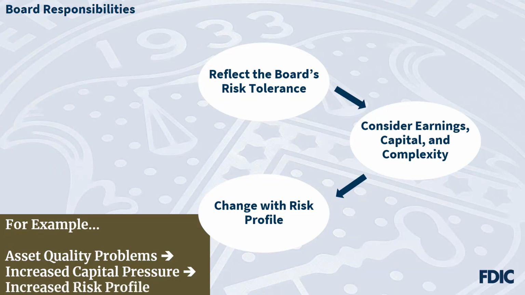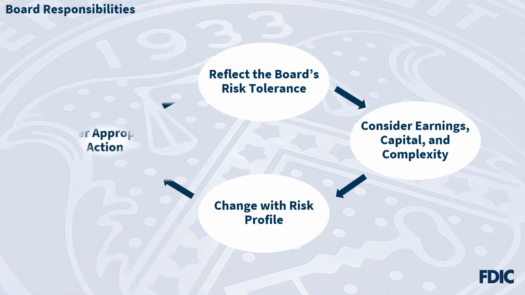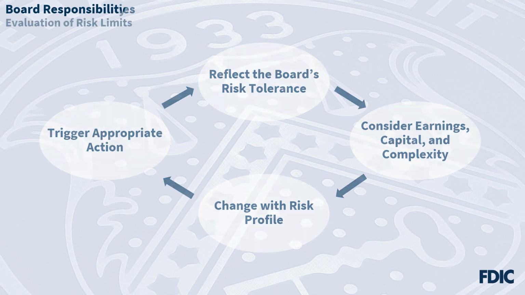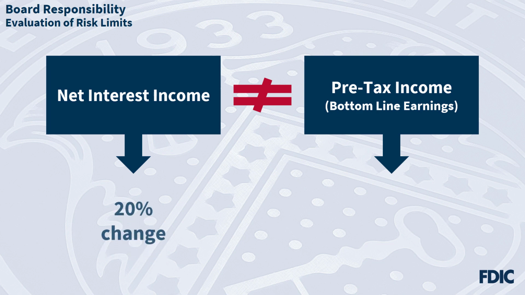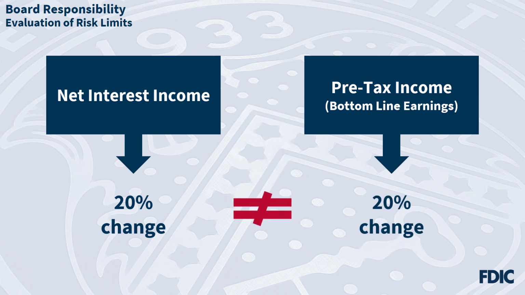Having effective risk limits triggers appropriate action as identified in policies and ensures that management promptly addresses situations where positions exceed certain predetermined levels. When the board establishes risk limits on net interest income, it could also consider the impact on the bank's bottom line. Developing limits relative to what is measured in the model may be helpful. A 20% change in net interest income is different from a 20% change in pre-tax return on average assets.